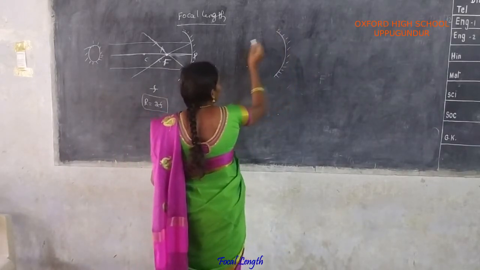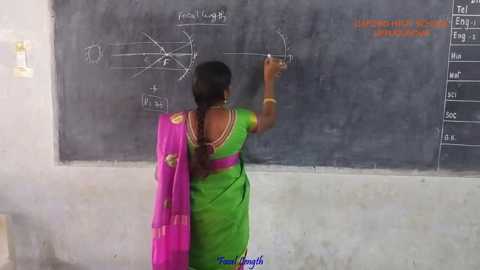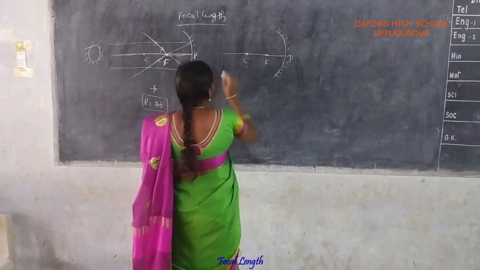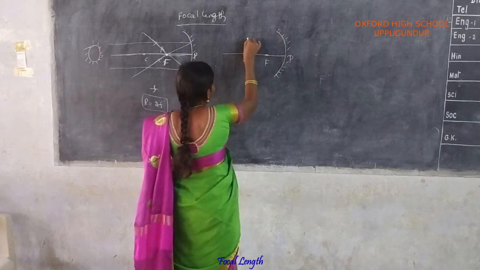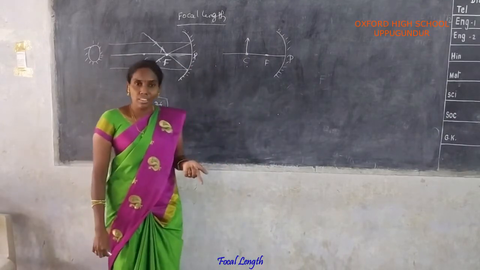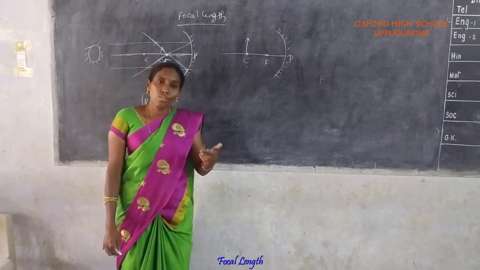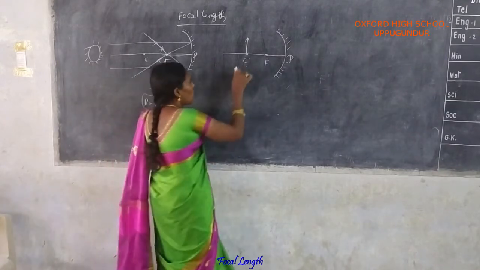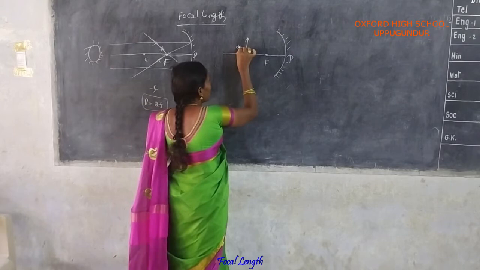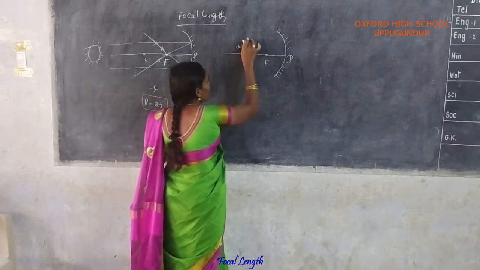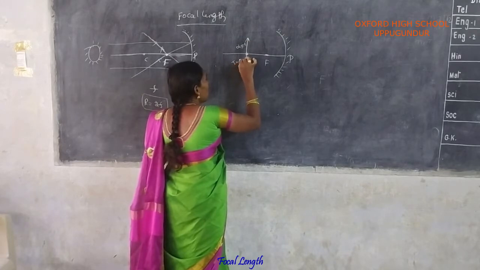This is the concave mirror, the pole, next the focus, and next the center of curvature. Now for example, if the object is placed at the center of curvature, where will the image be formed? The image is also formed at the same point, that is the center of curvature. Here the object is placed at the center of curvature, and the image is also formed at the center of curvature. This is the object and this is the image.